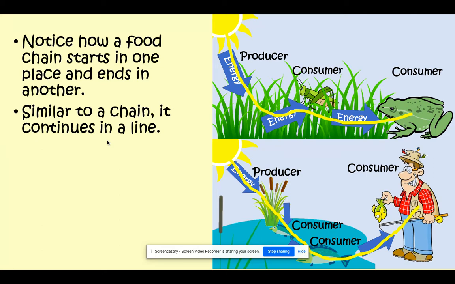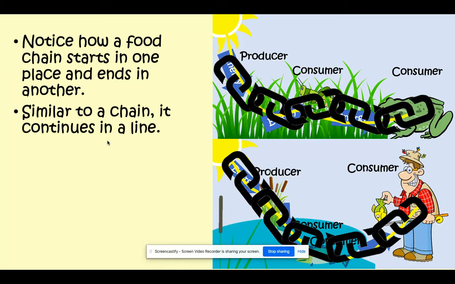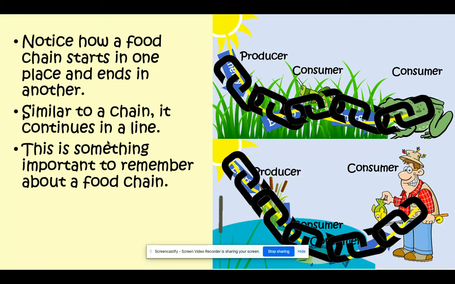So notice a food chain starts in one place and ends in another. Similar to a chain maybe you wear, it continues in a nice straight line and you follow those arrows exactly like a chain does in real life. So, this is something really important to remember about a food chain.